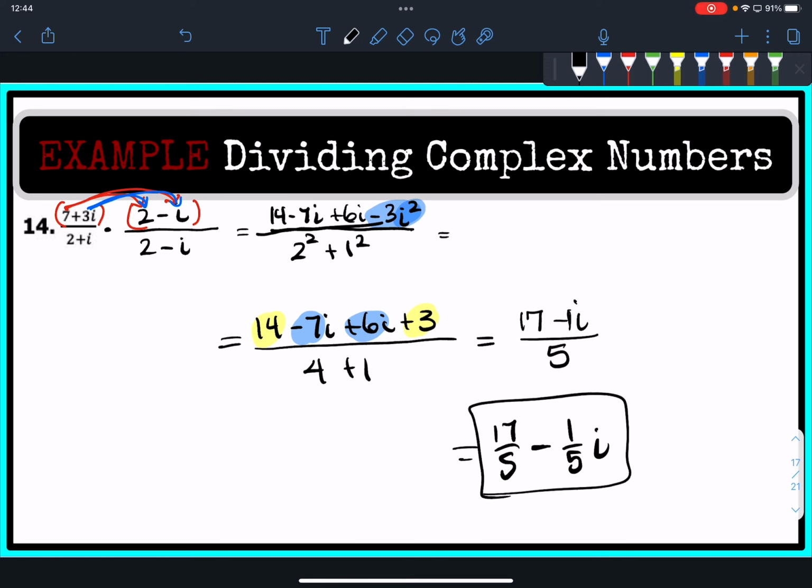So this again concludes the notes on how to add, subtract, multiply, and divide complex numbers.